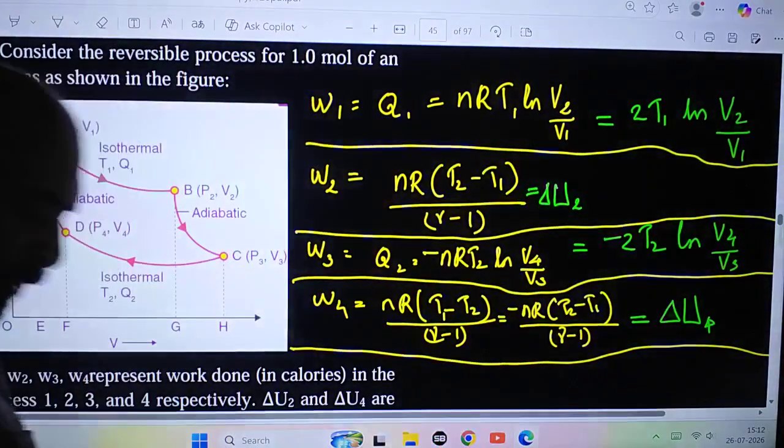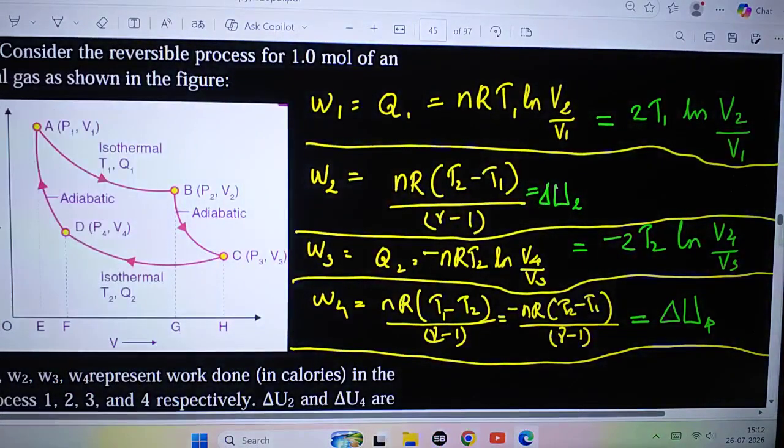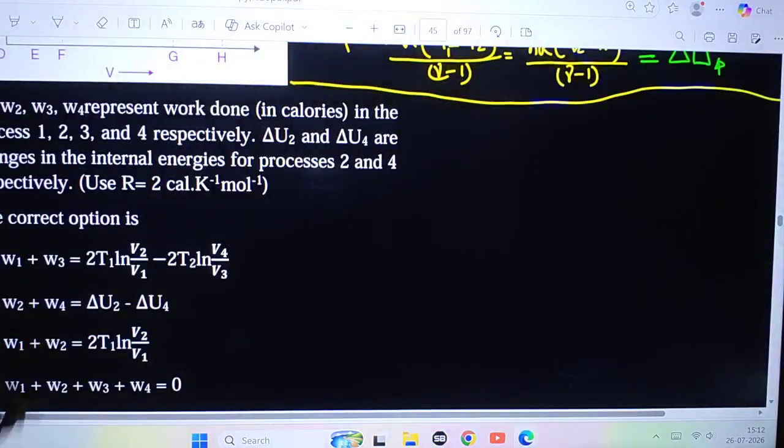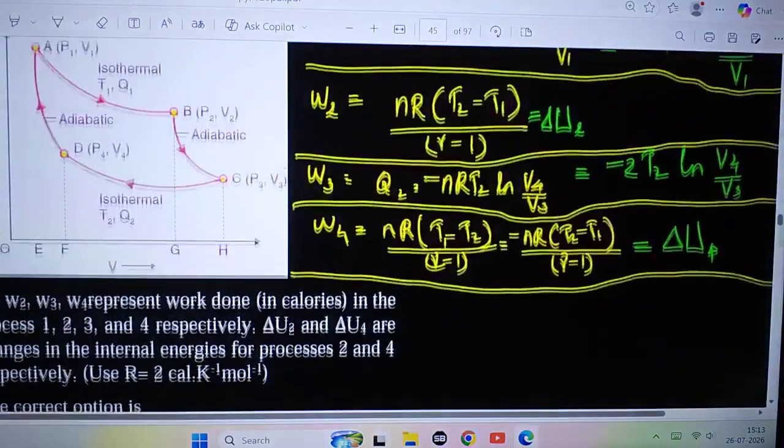In the options they have given 4 equations. W1 plus W2. Look here. W1 plus W3, not W2. W1 plus W3 is equal to 2 T1 ln V2 by V1 minus 2 T2 ln V4 by V3. Is that correct? We will check.